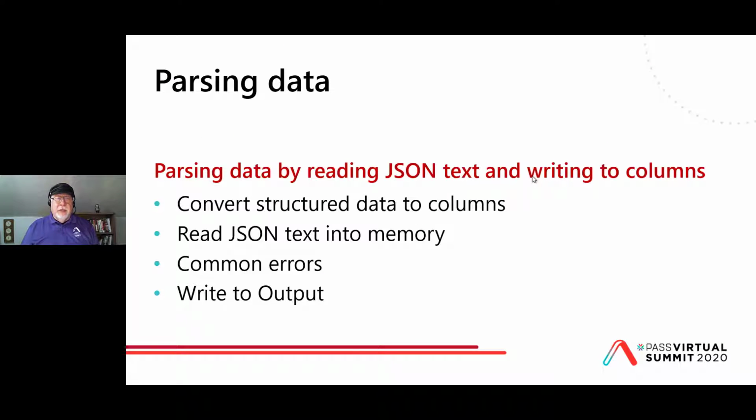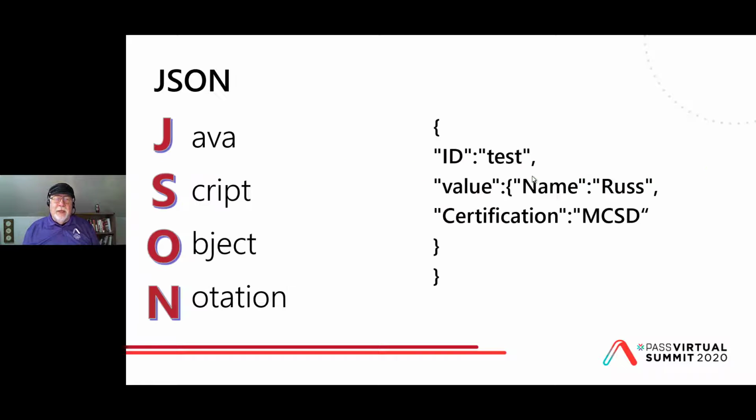So parsing the data, we're going to be getting what's called JSON, and we'll talk about what JSON is in just a moment. And then we're going to write to the columns. So the things we'll be doing is we'll convert the structured data to columns. To do that, we're going to read JSON text into memory, and we'll look at some of the common errors with that, and then we'll write to the output.